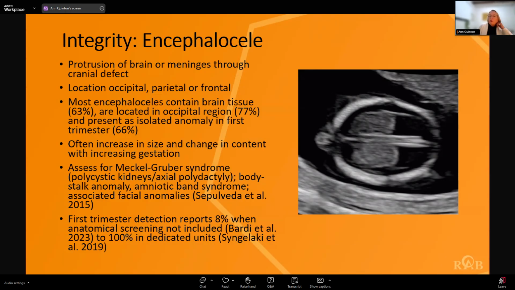The other thing that's important if you detect an encephalocele is to have a look at the fetal hands and feet, looking for axial polydactyly, and also look at the fetal kidneys to see if there is any evidence of polycystic kidneys, because the fetus might have the autosomal recessive disorder, Meckel-Gruber syndrome. Encephaloceles have also been reported with body stalk anomaly and amniotic band syndrome, and as I said before, with associated facial anomalies.